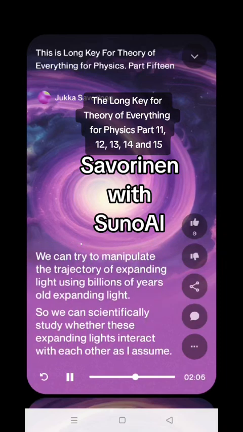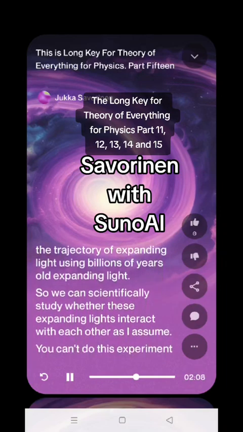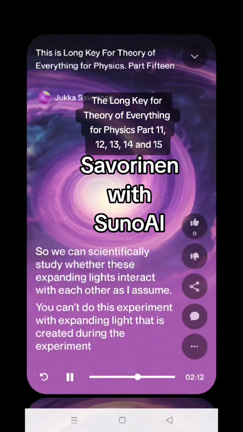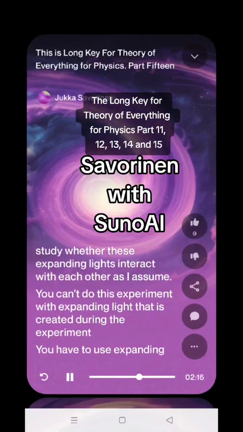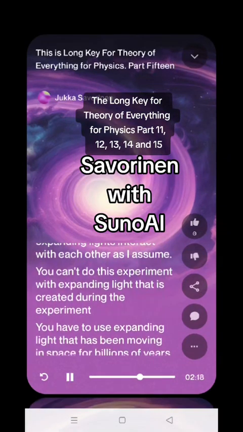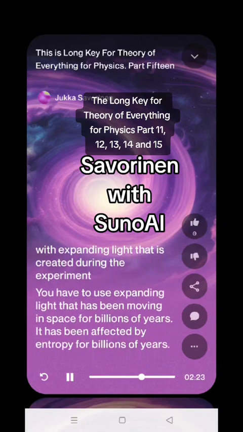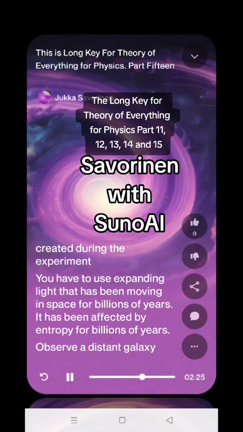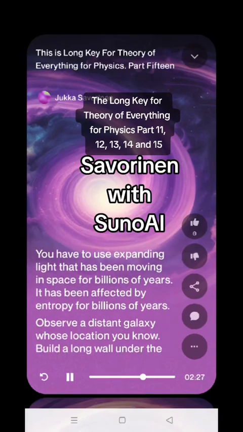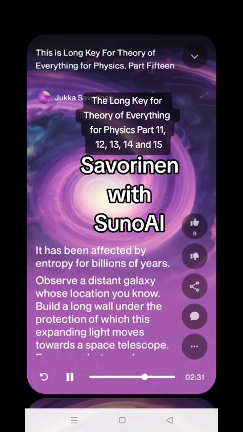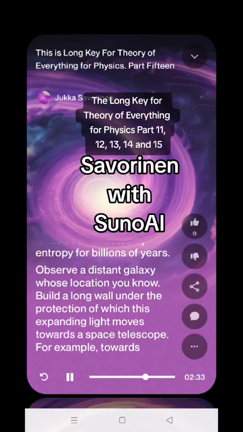We can try to manipulate the trajectory of expanding light using billions of years old expanding light, so we can scientifically study whether these expanding lights interact with each other. As I assume, you can't do this experiment with expanding light that is created during the experiment. You have to use expanding light that has been moving in space for billions of years, has been affected by entropy for billions of years.